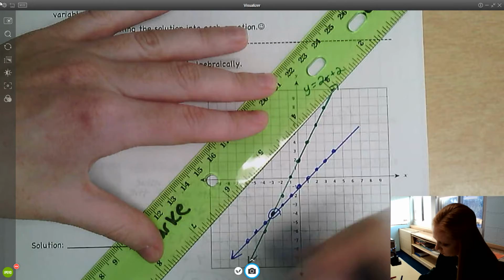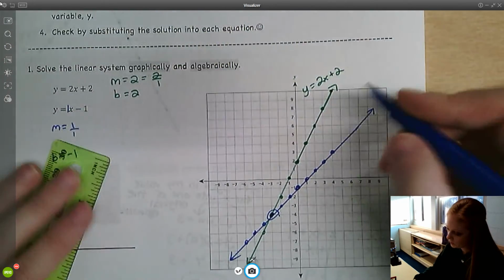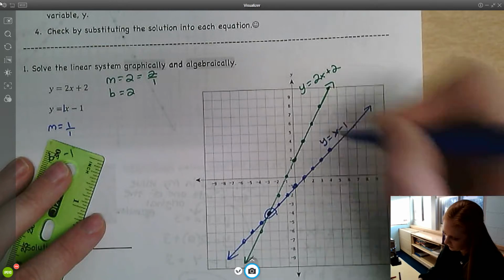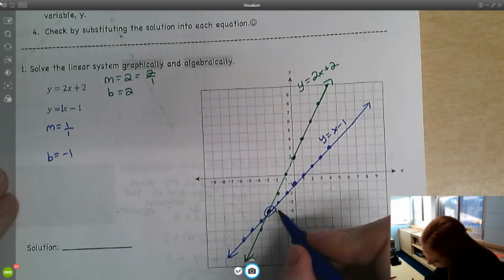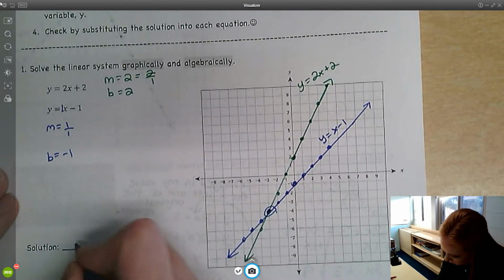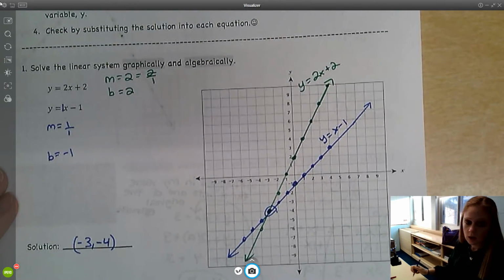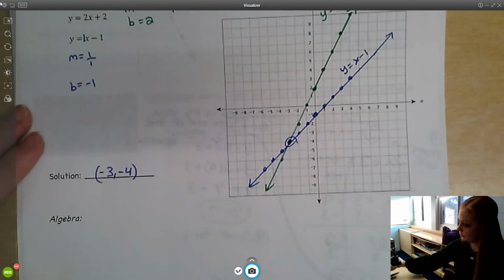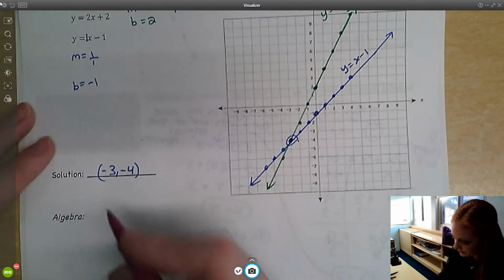Again, this is solving them graphically, which we did last week. y equals x minus 1. All right, so we already know our solution right here is negative 3, negative 4. That's our point of intersection. But now we're going to get the same solution, hopefully, by solving algebraically.